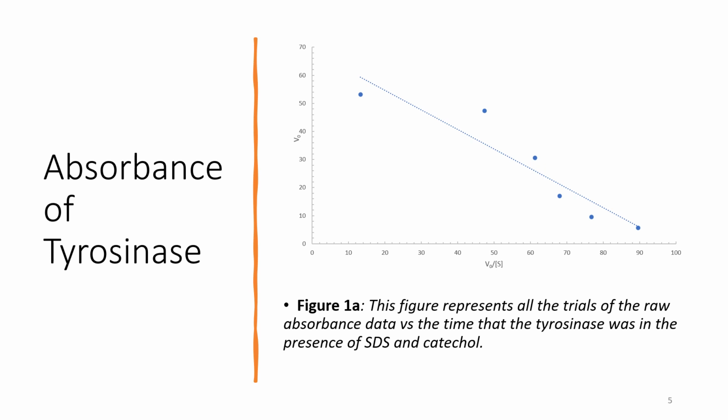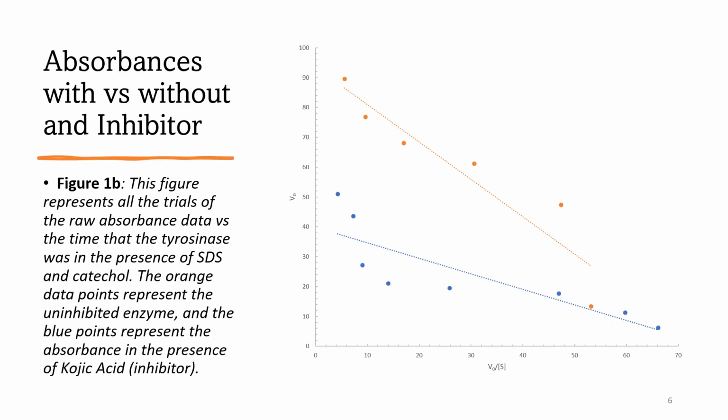This is our first figure, and it represents all of the trials of the raw absorbance data taken of the tyrosinase in the presence of SDS and catechol. We were just measuring what the normal absorbance of tyrosinase is. Here we excluded trial 2 and trial 8 because they didn't fit on the graph and really didn't make any sense. So we still have 6 data points, just to note that 2 of those were excluded.